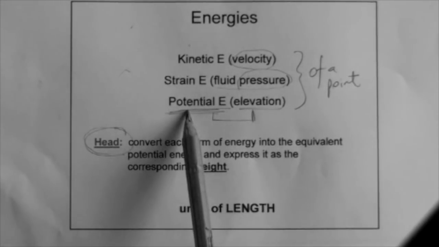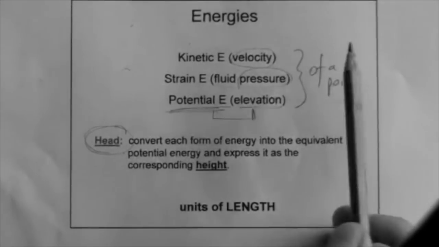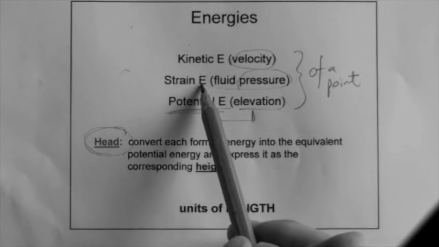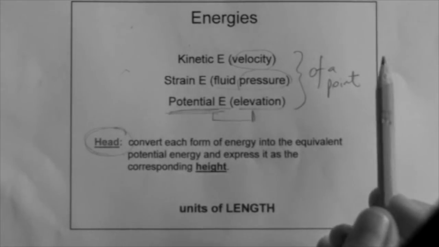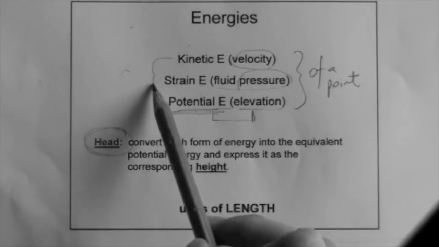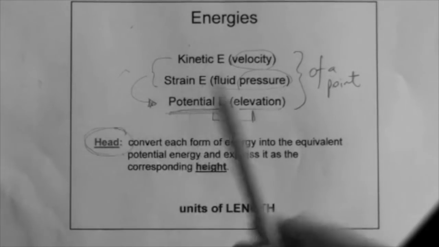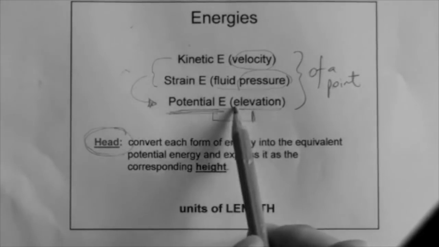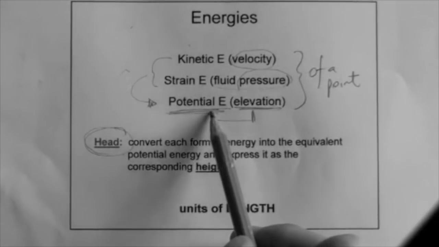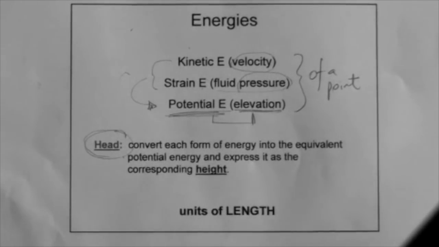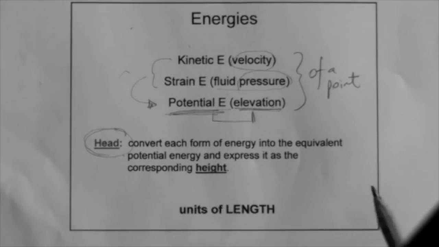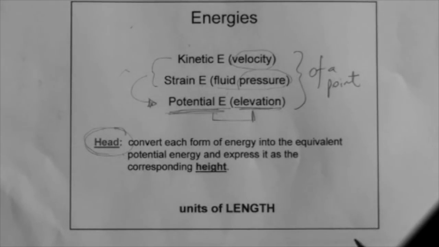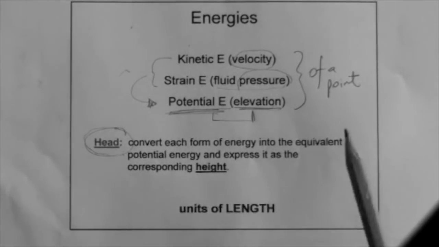That is, if a point has 3 units of kinetic energy and 2 units of strain energy and 0 units of potential energy, then we can convert those units into the equivalent potential energy, and then instead of using potential energy, we can use the head, or the elevation associated to that energy. So all this means is that we're going to talk about energy in units of head, in units of distance, in meters or centimeters.